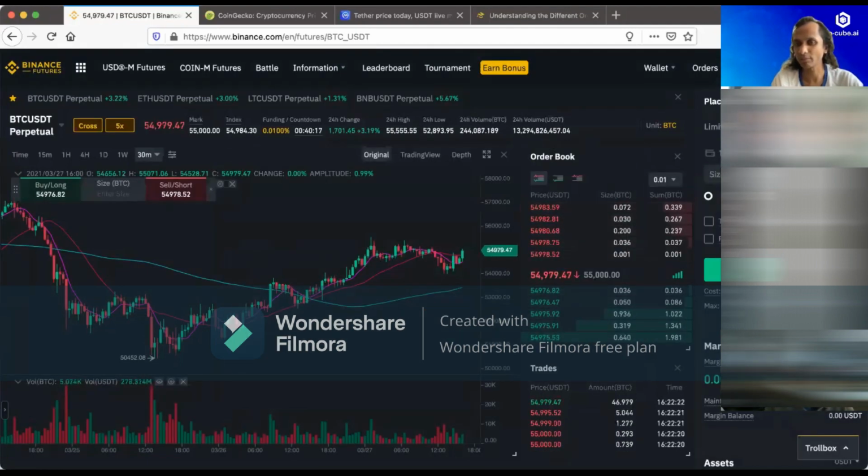It's the same thing even on BitMax. You can just see it at the place where you're placing the order. And here also it's the same.